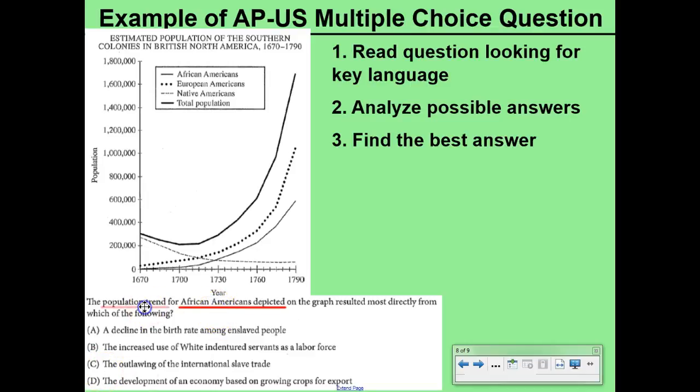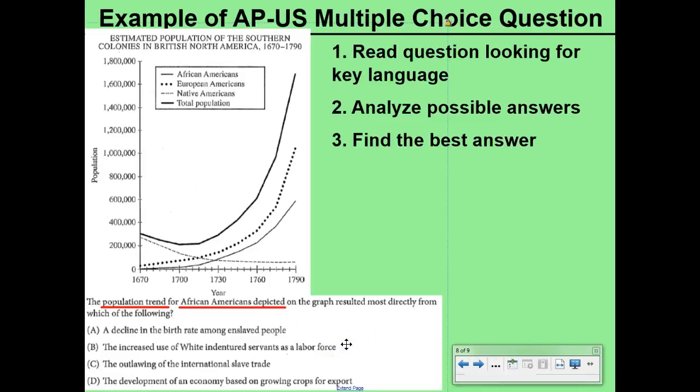Alright, so hopefully you got it. What we're going for here, the population trend of African Americans depicted on the graph resulted most directly from which of the following? So it's the total population trend for African Americans. So we've got to find this skinny line here that kind of starts at 0 and then eventually gets right up around 600,000. So let's answer the question now. What is accounting for an overall increase in African American populations during the total time period? A decline in the birth rate among enslaved people. That doesn't make sense because the population's going up. So a decline in birth rate, we can throw that out.